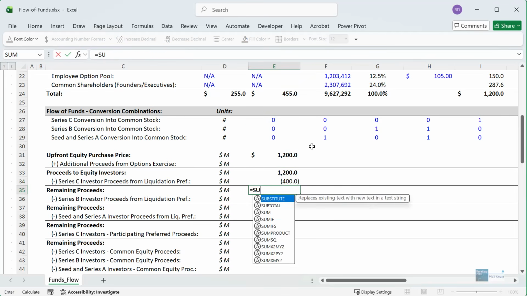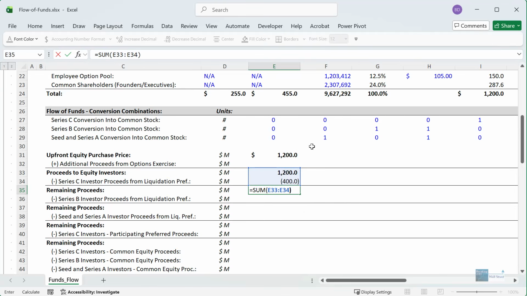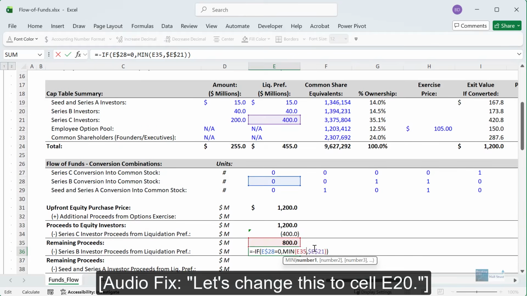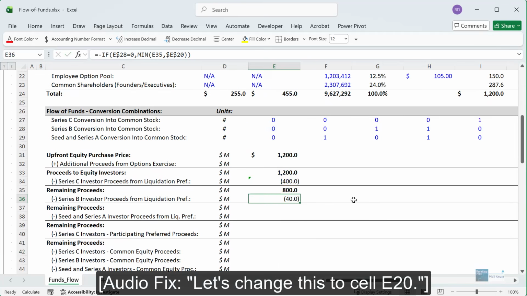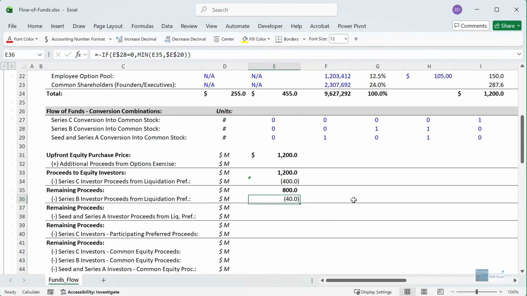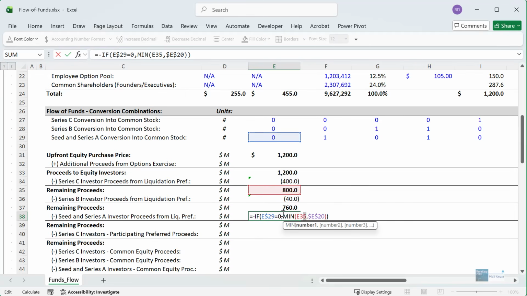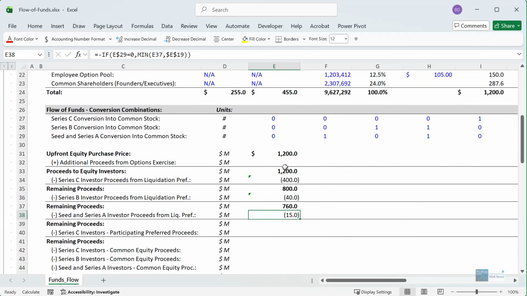And then for the rest of these, we can largely do the same thing. So in each level, we're going to take the proceeds to the equity investors and subtract whatever we distributed in the form of this liquidation preference. And if we go down like this, we can just modify these to reference the Series B investors instead. And let's go up and change this to cell E21. And we have this, and then let's do it for the seed and Series A investors right here. So E29, and then E37, and then E19, so we're referencing their liquidation preference.